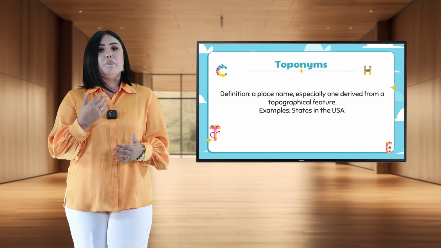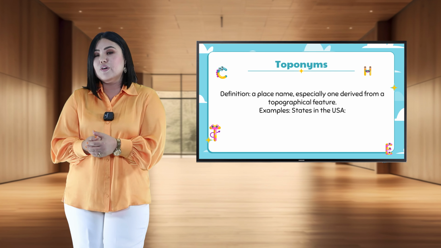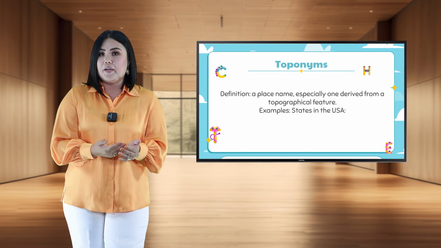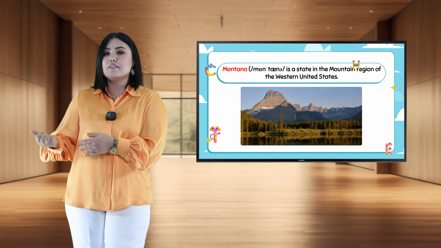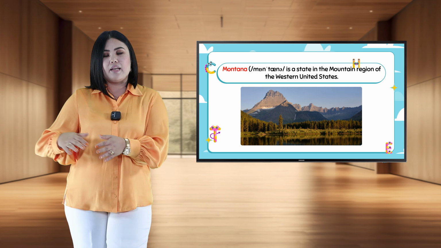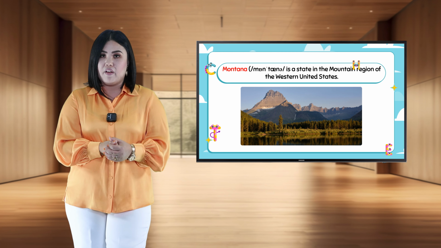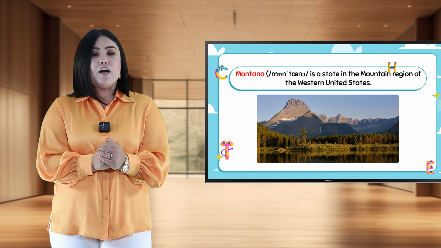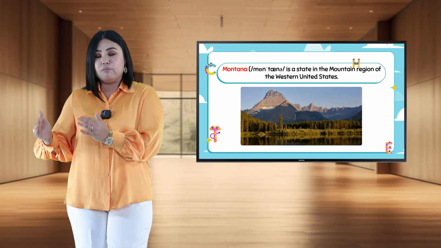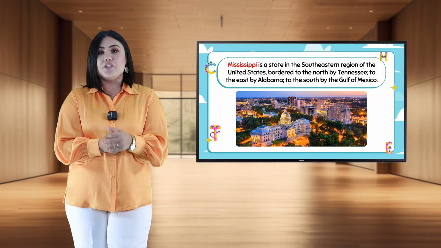Next type is toponyms. Toponyms are words denoting names of places and locations. For example, Montana, mountains in Spanish. Or the name Mississippi, taken from the big river in Chippewa. Students, now you have full information about minor and major types of word formation. Now it's high time for reinforcing. Let's do this task.